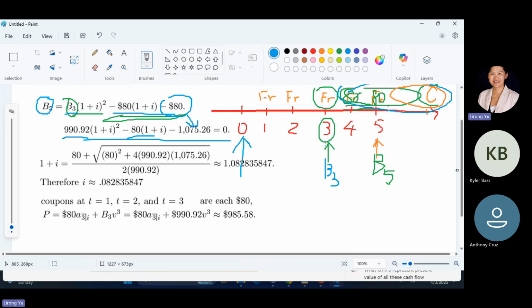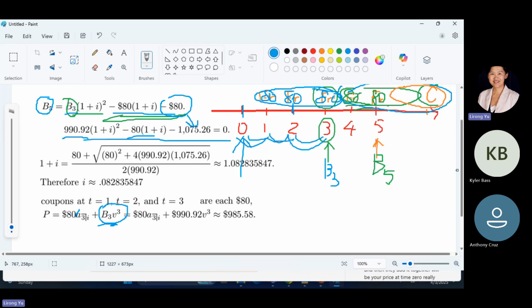So those are all calculated. You're gonna discount 1, 2, 3. That's the 80. That's this one. So you want to find B3 discounted back to time 0. That's this one. And there's the 80, and there's that 80. So for these three payments of $80, you want to find the present value. And then you add it together, and that will be your price at time 0.